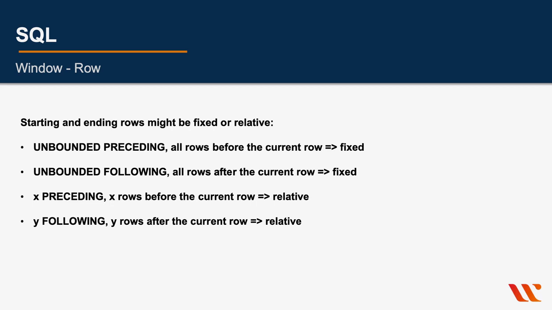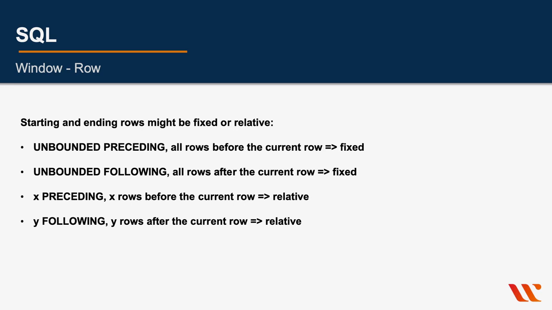If it's unbounded preceding, that means all rows before the current row, and this is fixed. Unbounded following means all the rows after the current row, and this is also fixed. X preceding means the X rows before the current row, so this is relative. And then Y following means the Y rows after the current row, which is also relative.